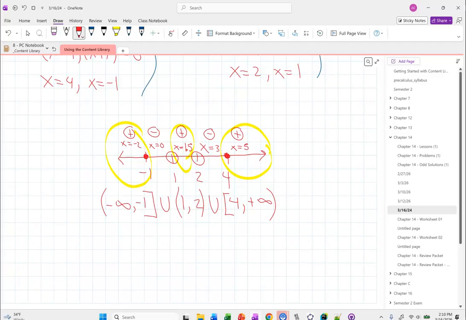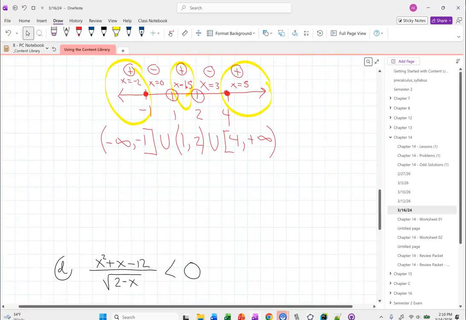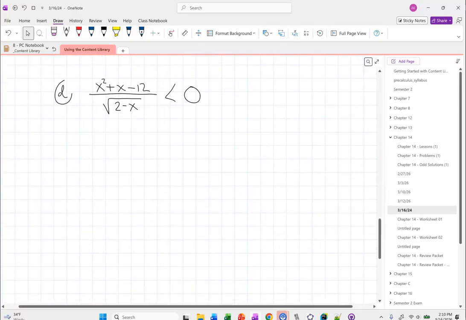Everybody feel good with what we did here? Okay. We're good as to why things are open and closed. That's typically the trickiest piece for something like that. Okay. I think I have one more example and we're done with those for today. Sound good? Yes. All right.